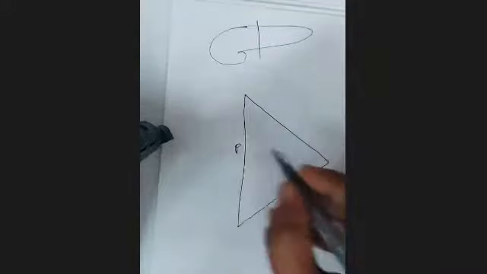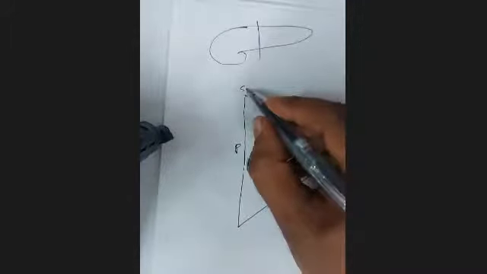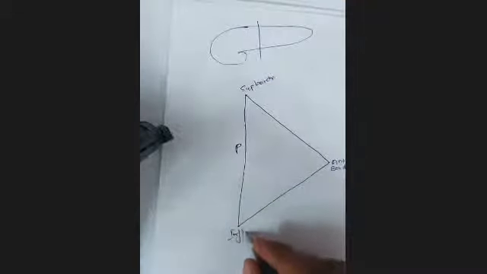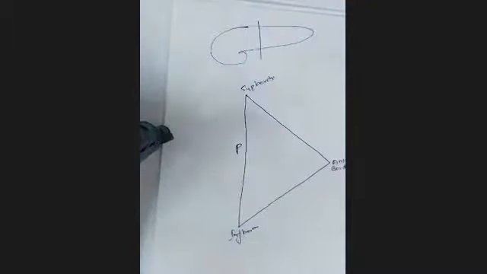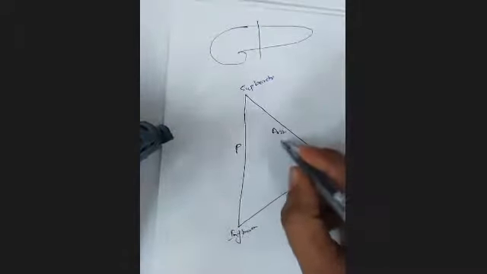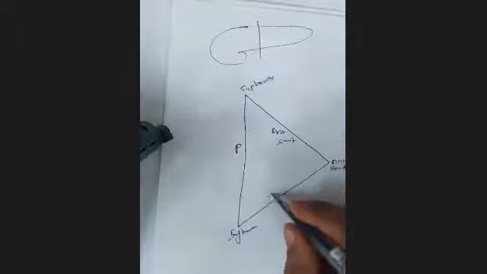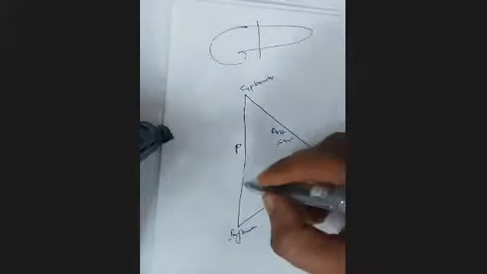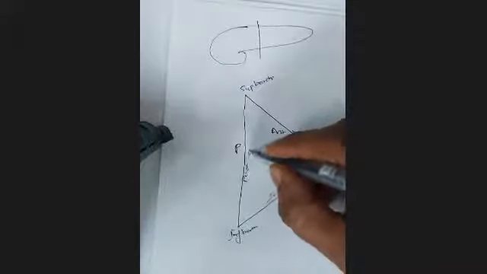This is the posterior aspect. This is the anterior border. This is the superior border. So it's triangular in shape. This is posterior, this is anterior. This is the inferior border. This surface is called the anterior surface or superior surface. This surface is called the inferior surface, and this surface is called the posterior surface.